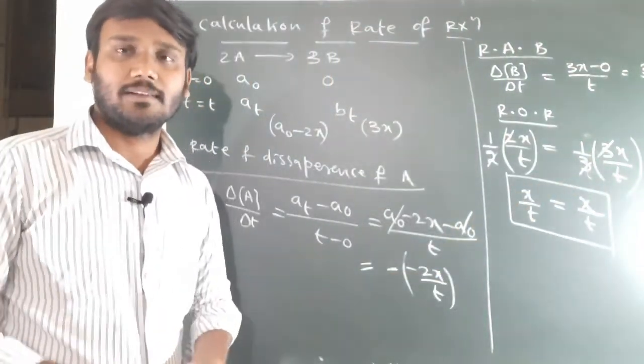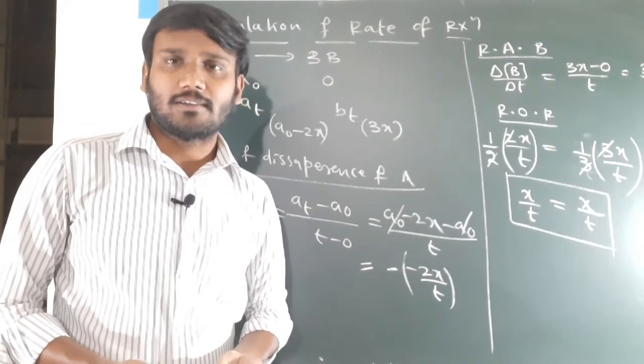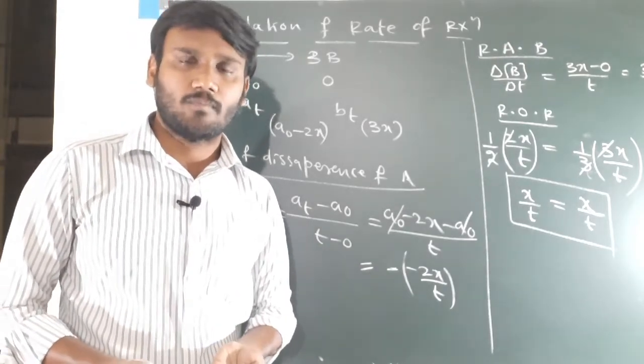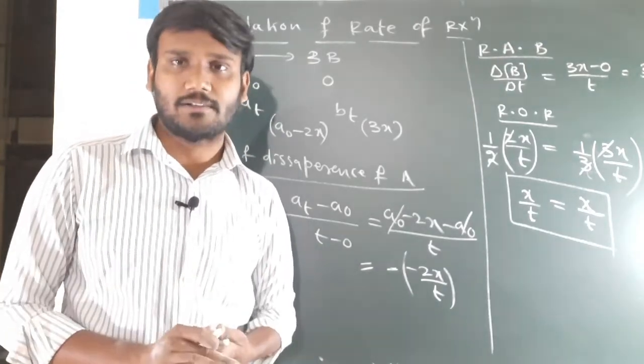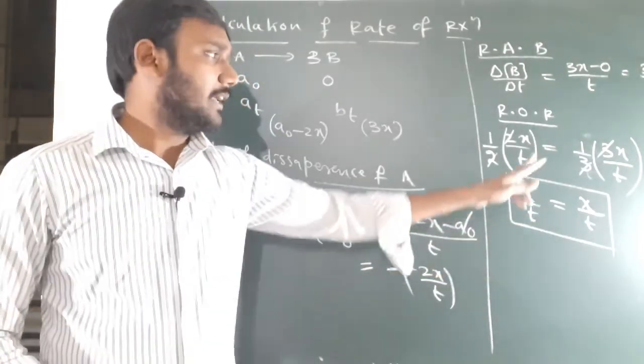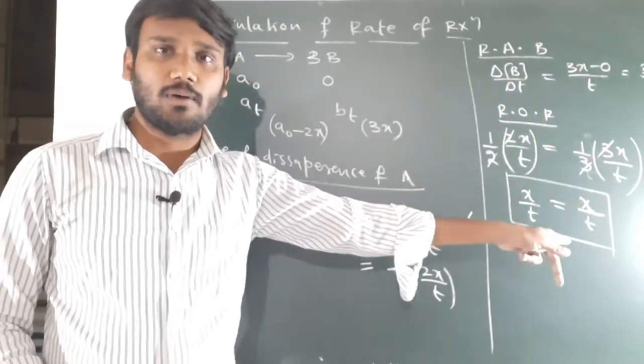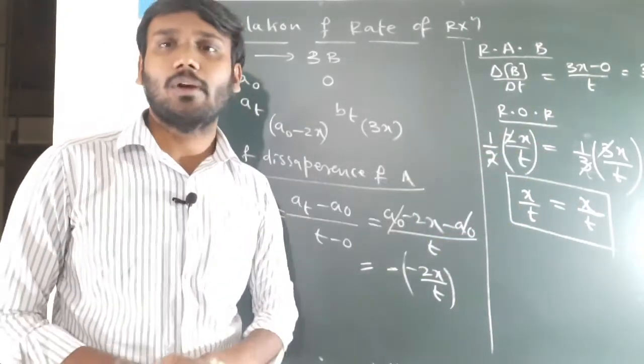Always in a chemical reaction, the rate of reaction, the concentration of the product and the concentration of the reactant will be equal. Not the concentration, the change in the concentration. The change in the concentration of the reactant and the change in the concentration of the product will be equal. But here, according to the reaction, it is not possible. But we have to make them equal. For that we are multiplying with some suitable numbers.